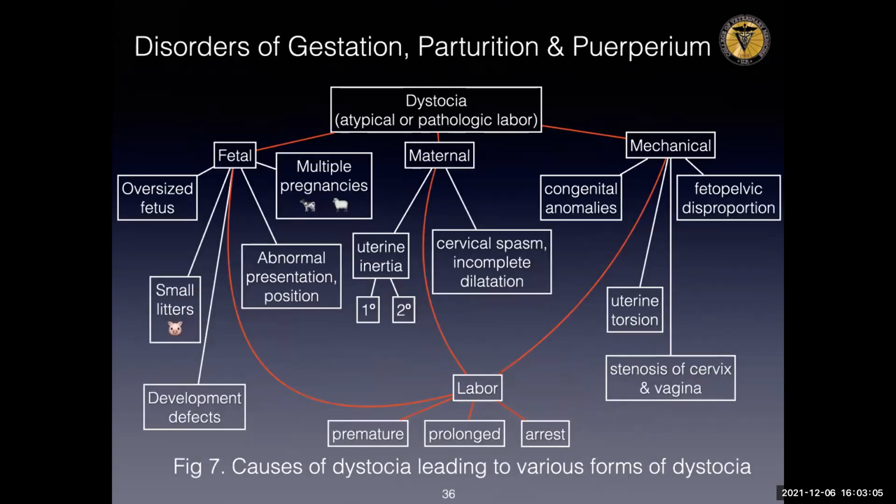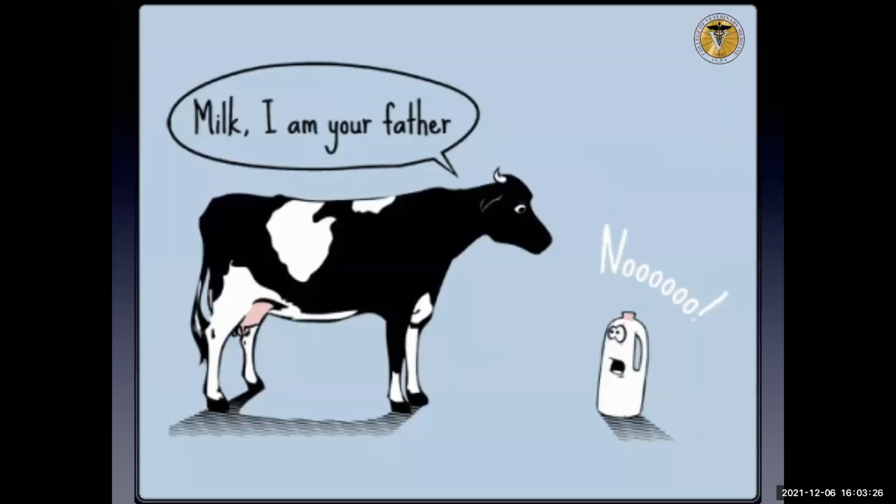And this is the last slide. This is just a flow chart to show you the different interactions of atypical or pathologic labor, no, dystocia. These are the different factors that could lead depending on the category of your dystocia, if it's fetal, maternal, or mechanical. Okay? So that's our presentation for today.